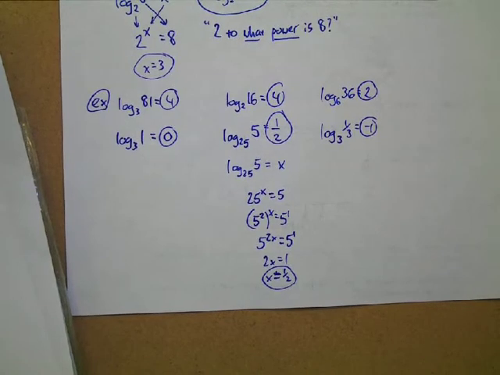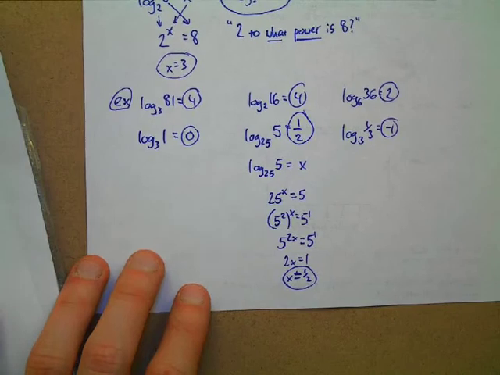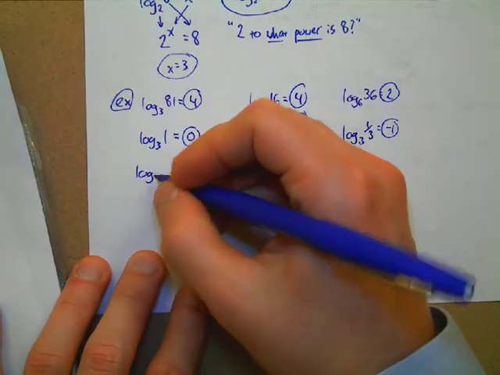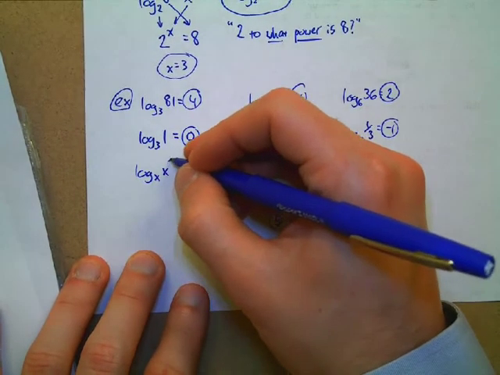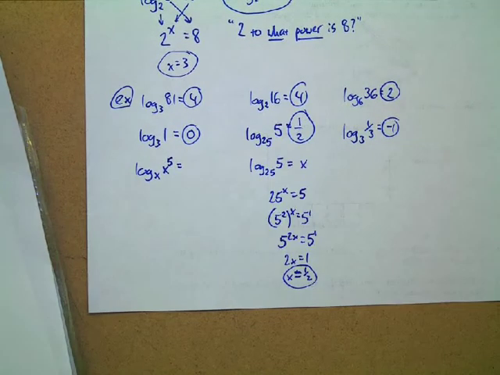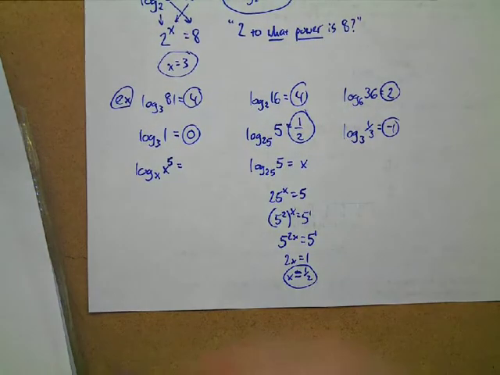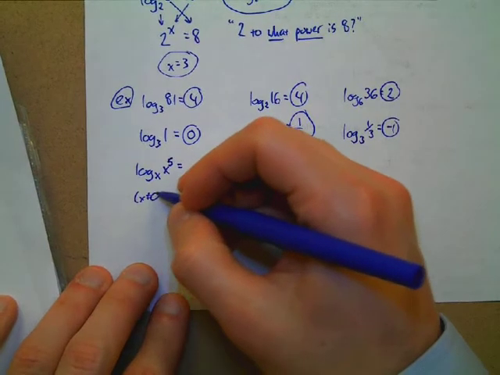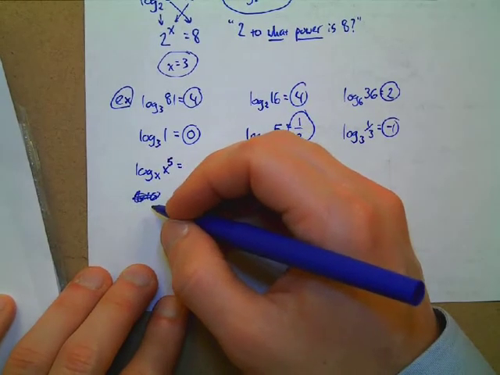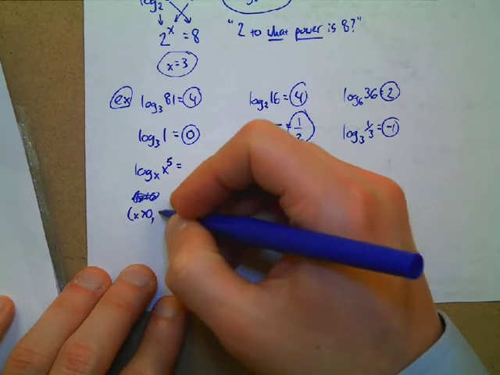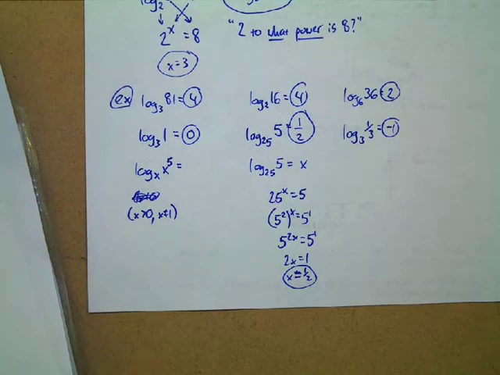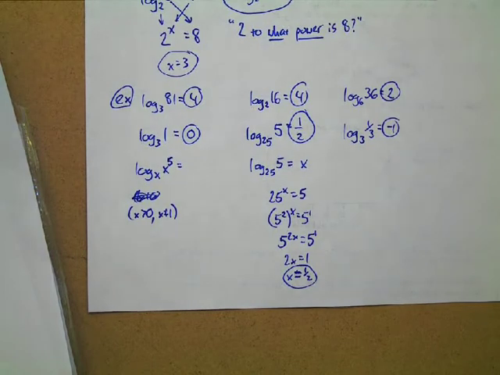All right, one more here together. We'll look at some properties then. How about log base x of x to the 5th? We'll assume here that x is greater than 0 and x is not equal to 1. That's just, again, a stipulation. But anyway, log base x of x to the 5th. What power of x gives us x to the 5th? 5. Interesting.